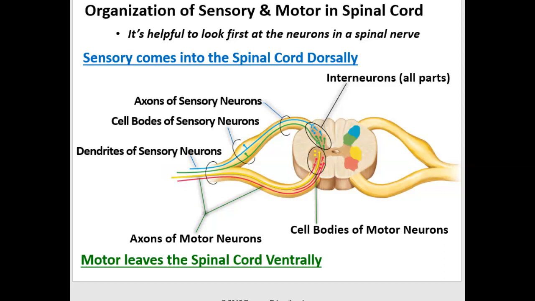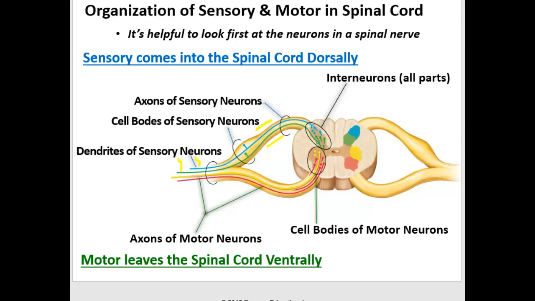So let's look at a sensory neuron, because these are the weird neurons. Remember that a dendrite carries an electrical signal towards the cell body. So that's what this blue structure is here. That is a dendrite of a sensory neuron, as is the green one. They both are. And then the cell bodies of sensory neurons are located within the dorsal root ganglion. And these are the axons traveling into the dorsal horn of the spinal cord.